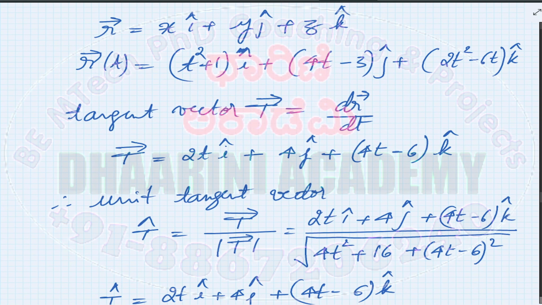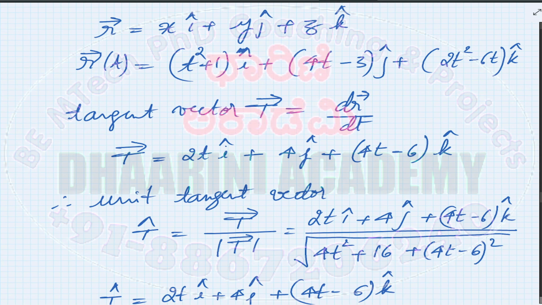So first you create your r vector. From the basics we have studied, r vector is going to be x into i cap, y into j cap plus z into k cap. Now how do you find the r of t? Substitute the values of x as t square plus 1, y as 4t minus 3 and z equal to 2t square minus 6t. This is already given, and we don't have to make any other changes, simply substitute them.